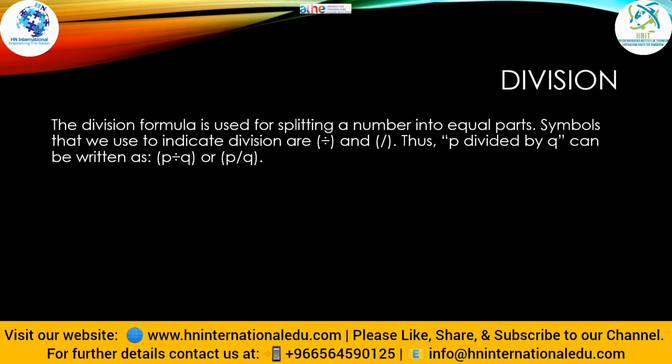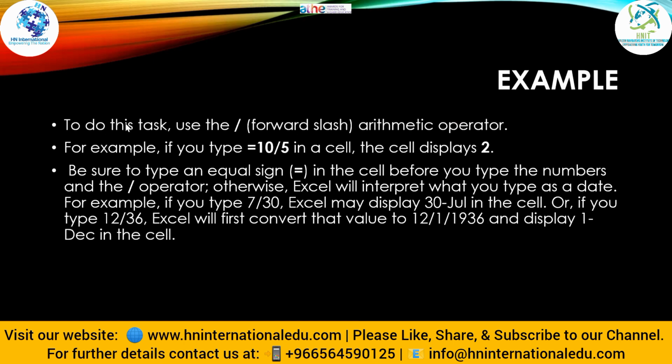The next term is division, and the division formula is used for splitting a number into equal parts. Symbols that we use to indicate division are the divide sign and the forward slash. P divided by Q can be written as P, divisor sign, Q, or P forward slash Q. So both ways are used to define the term of division. In computers we use the forward slash as an arithmetic operator for division.